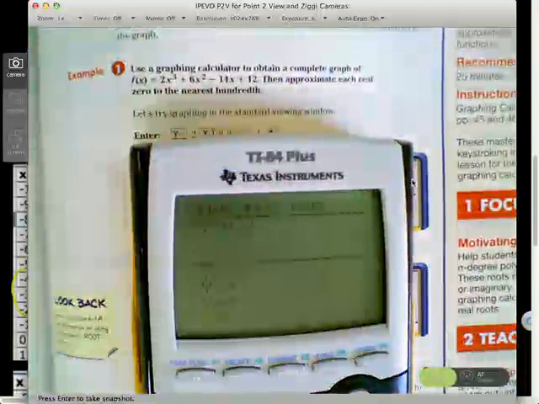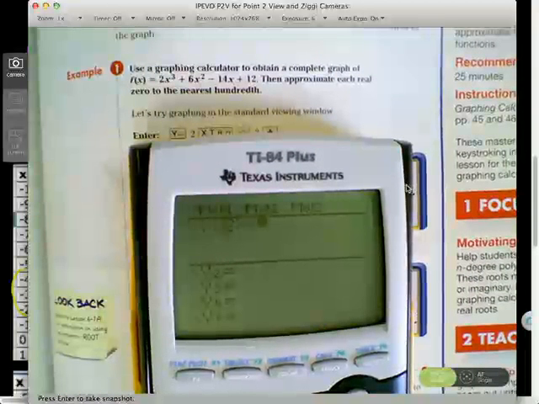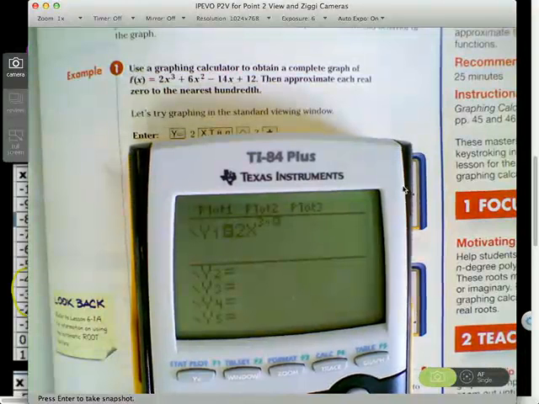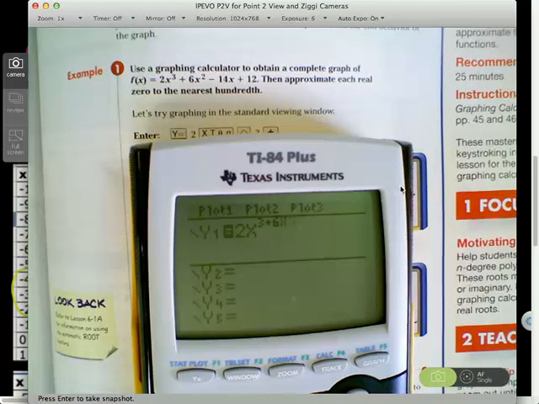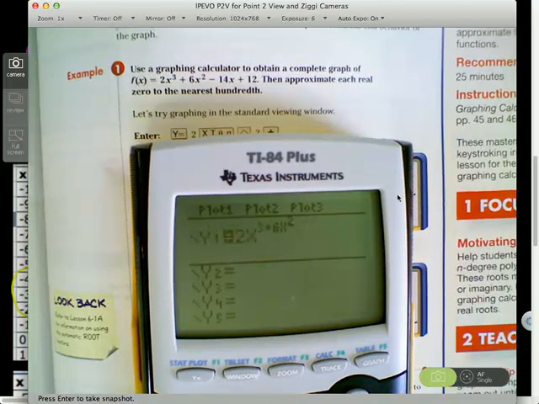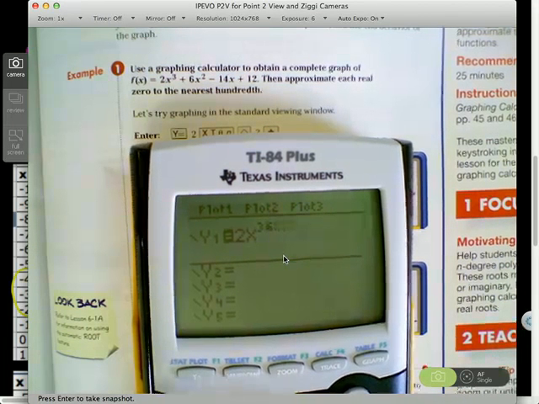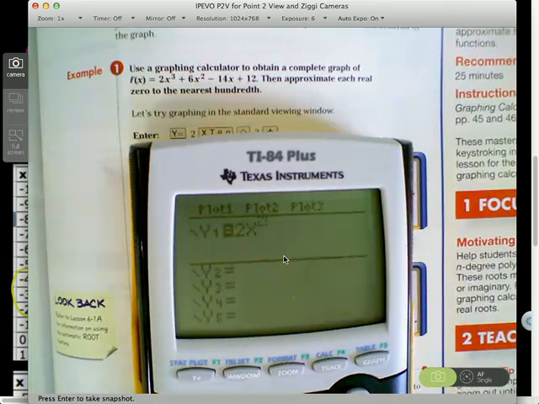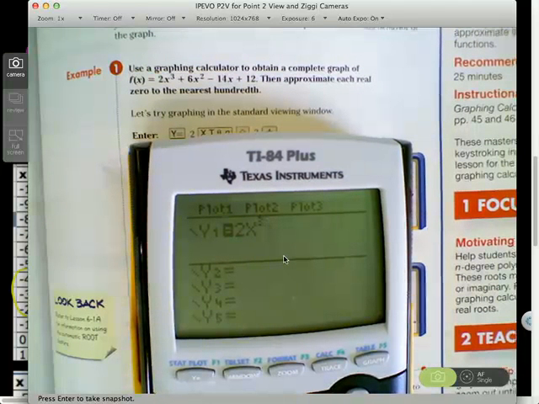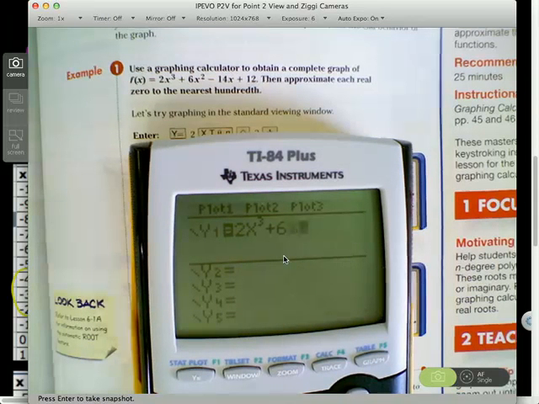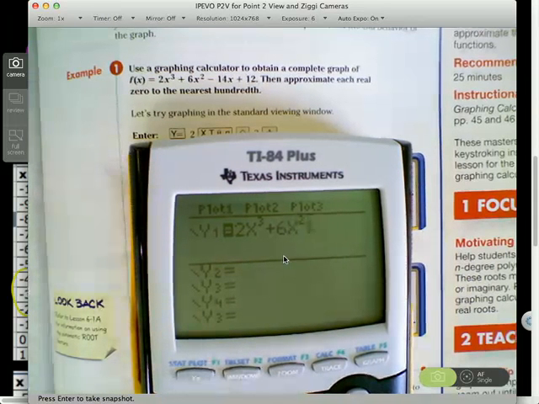So I'm going to type in 2x to the third plus 6x squared. And there's actually a squared. Oh, no. Look at me. I'm all stuck up in the exponent again. I'm going to go over and use the delete key. Delete, delete, delete, delete. Oh, man, how embarrassing. So 2x cubed plus 6x squared. And then move down. Minus 14x. And plus 12.